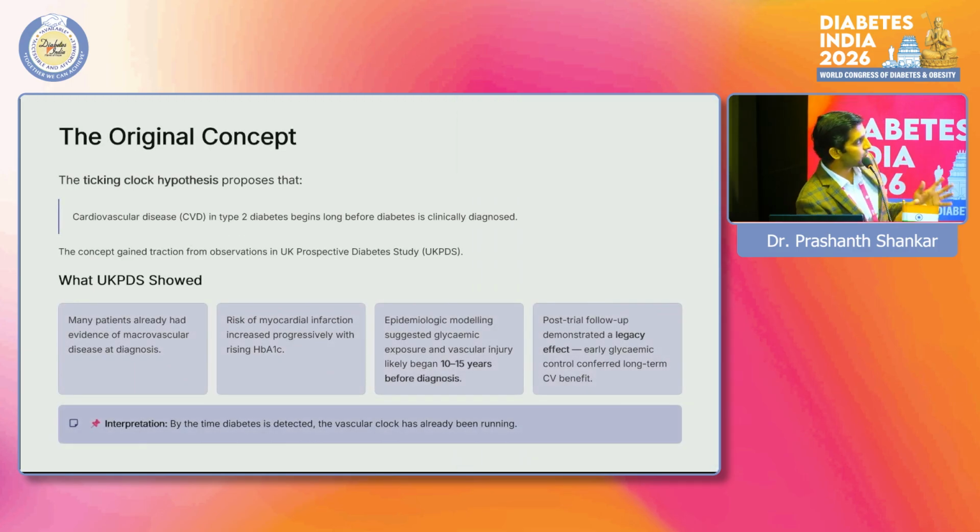The original ticking clock hypothesis proposed that cardiovascular disease in diabetes begins long before diabetes is clinically diagnosed, and the UKPDS showed that many patients already had evidence of macrovascular disease at diagnosis. The risk of MI increased progressively with rising HbA1c, and the exposure and vascular injury is likely to begin 10 to 15 years before the diagnosis. Post-trial follow-up demonstrated the legacy effect, which means that early glycemic control is very important.